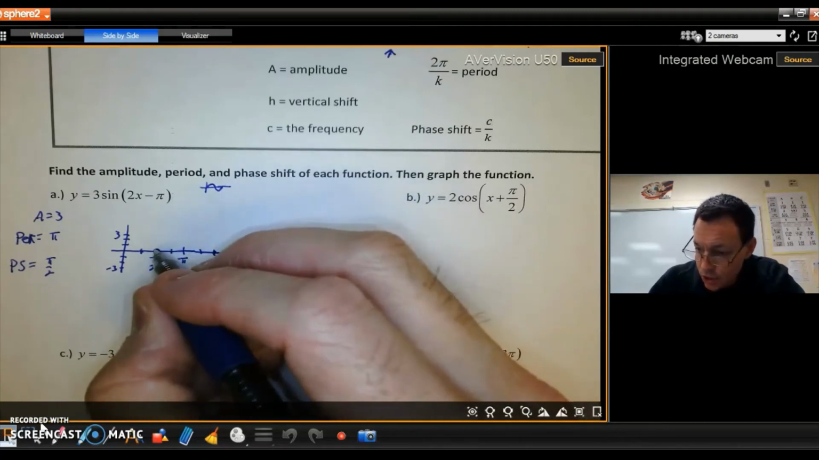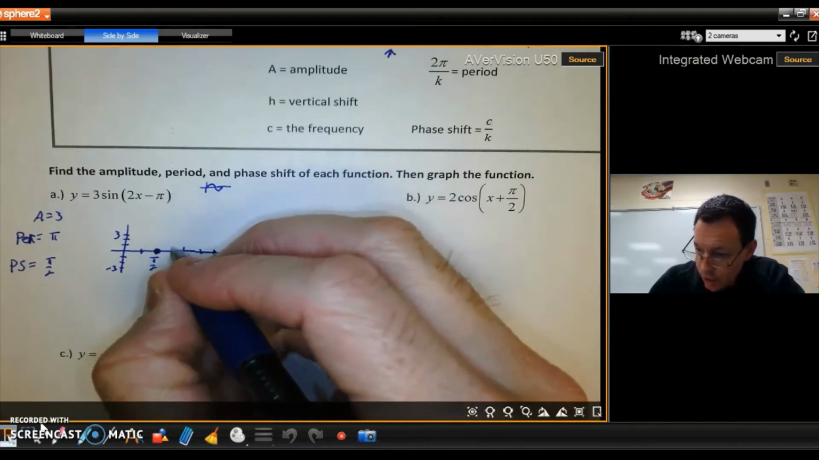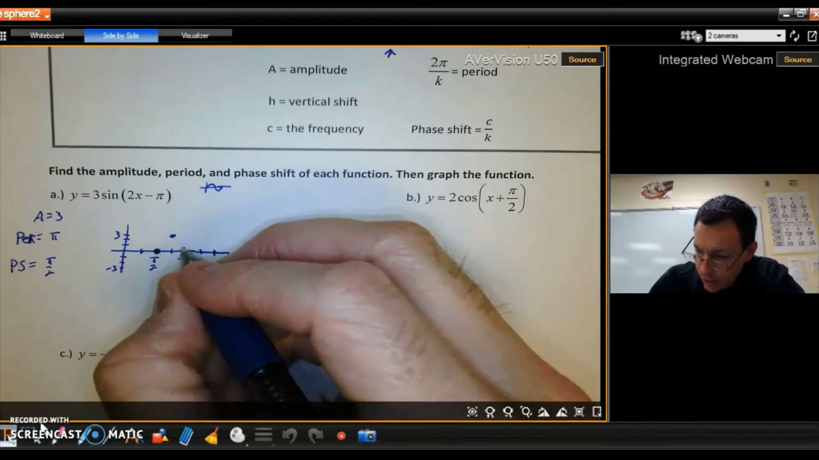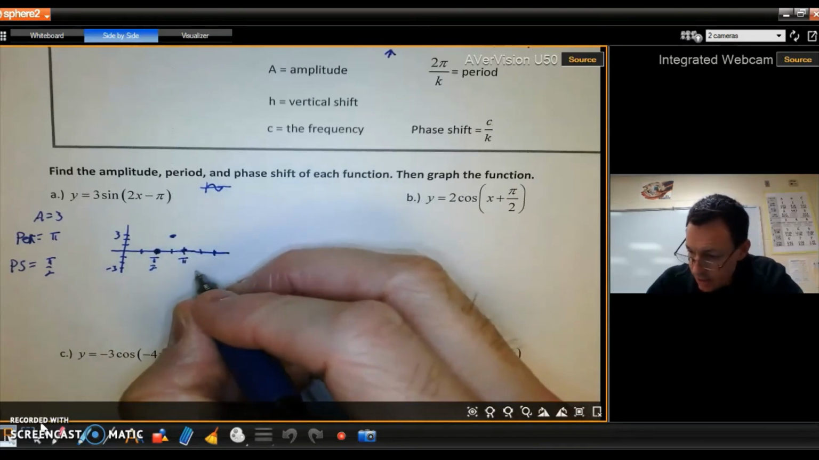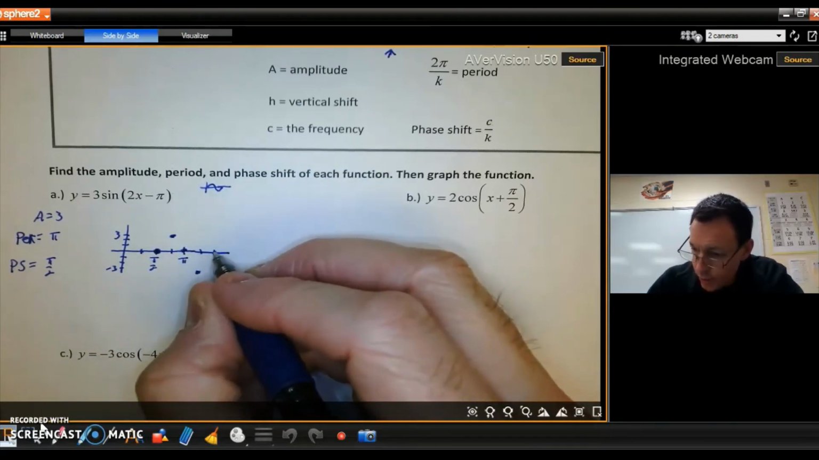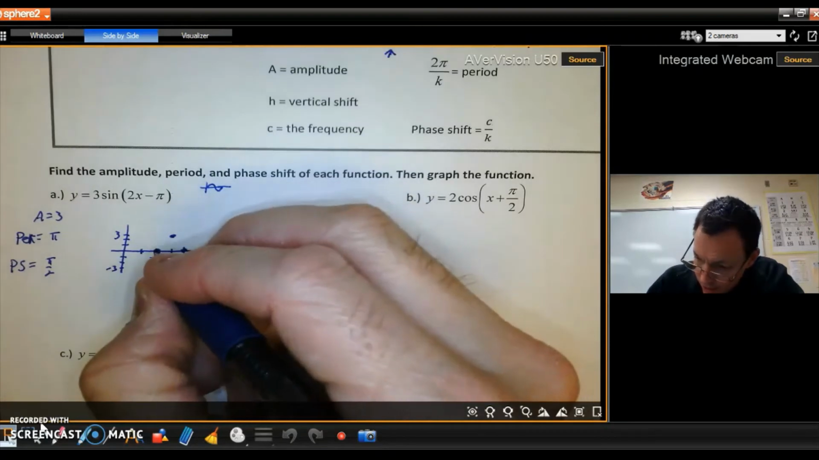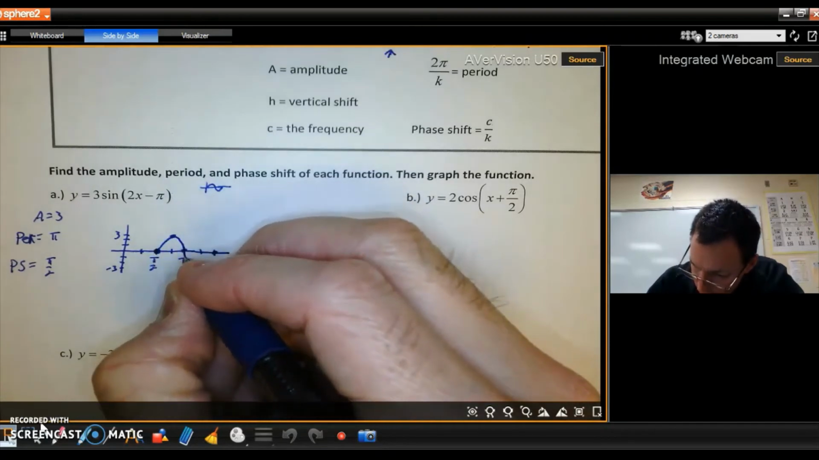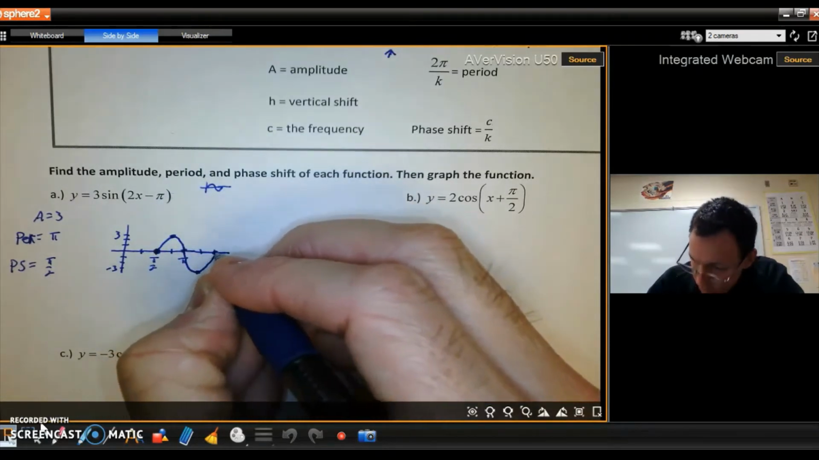My graph is going to start here. It's going to go up to the high point. It's going to come back down to the x-axis. It's going to go down to the low point, and then it's going to come back up to the x-axis. So this is my graph.